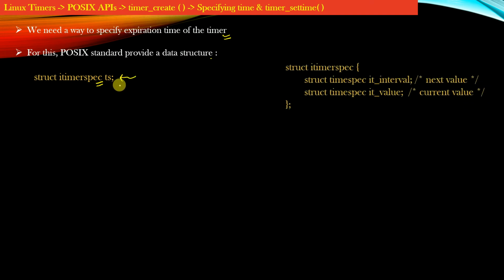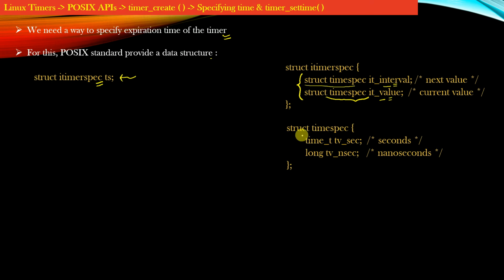If you see the definition of this data structure, it again contains only two members, the it_interval and it_value, right? These two members it_interval and it_value are again of data type timespec. So now it's time for us to see the definition of the struct timespec data structure, which is again a collection of two members. The first member represents time in seconds and the second member represents time in nanoseconds, right? POSIX standards provide us the facility to specify the expiration time of the timer in the granularity of nanoseconds.